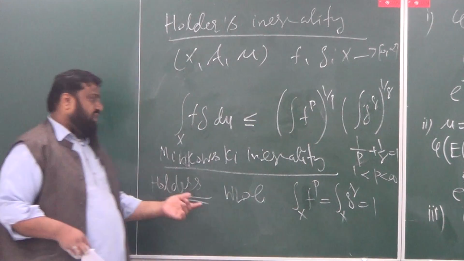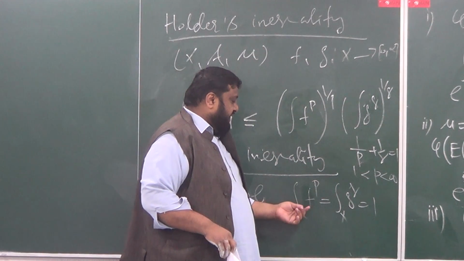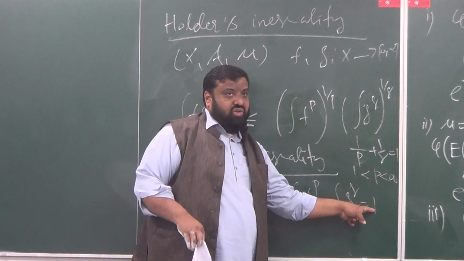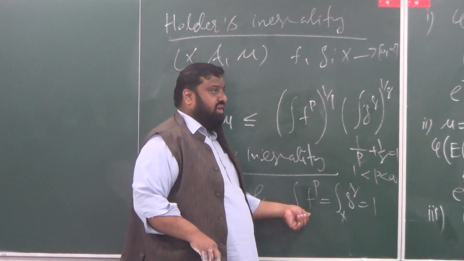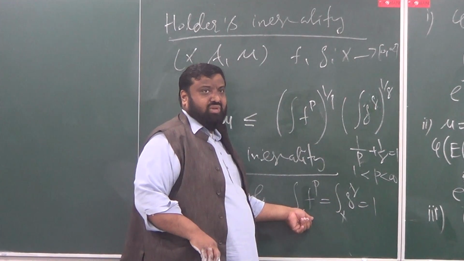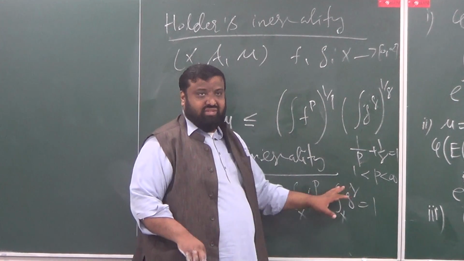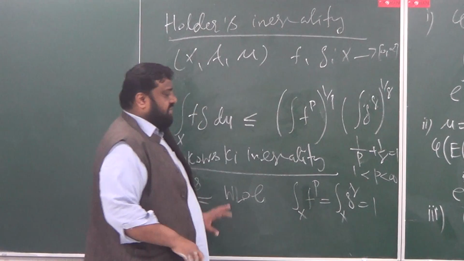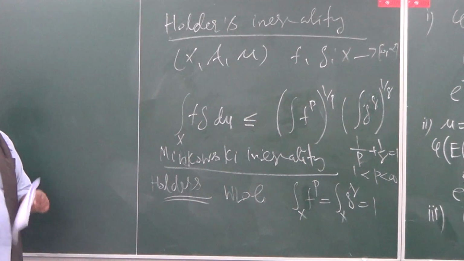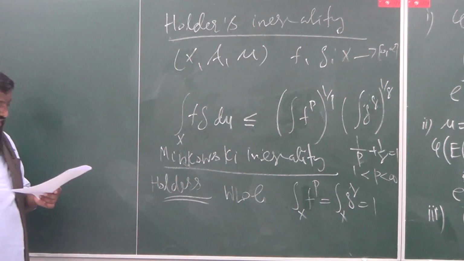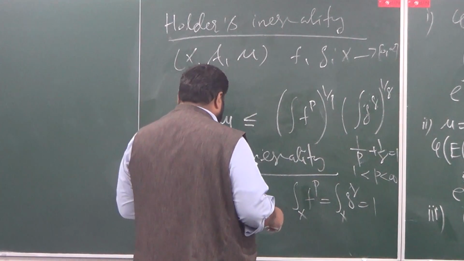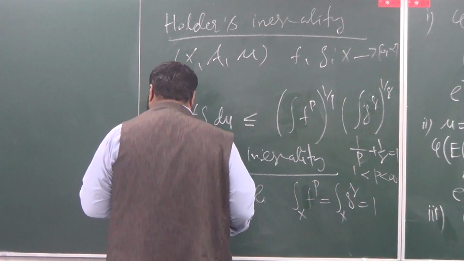If they are not 1, I can normalize: divide by the magnitude and multiply by the magnitude, and turn it into a 1. It's not a big deal. So let's assume for this case first that they are 1.